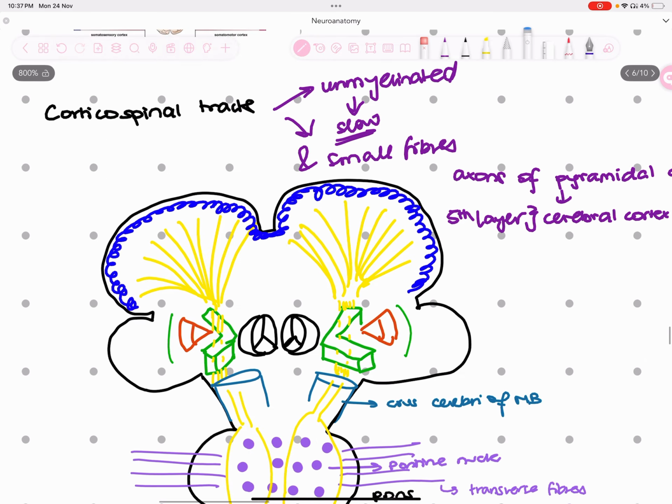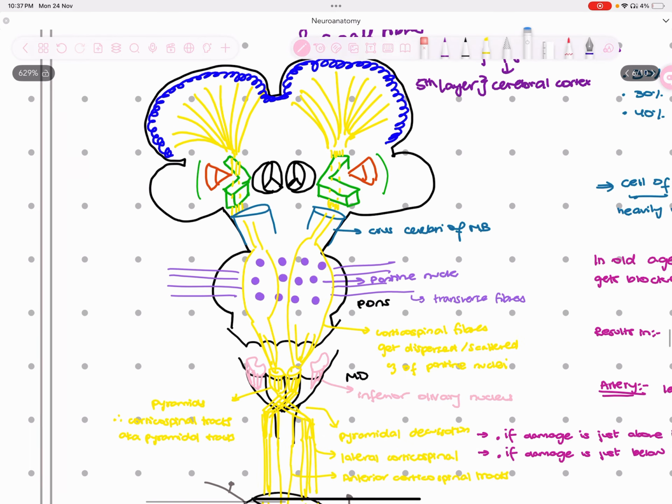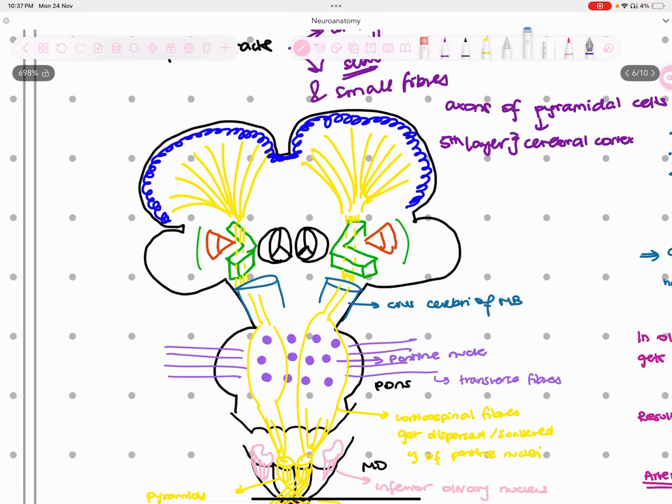Now, these descending fibers converge in the corona radiata, and then they pass through the posterior limb of the internal capsule. Here the fibers are organized so that those closest to the genu are concerned with the cervical portions of the body, while those situated most posteriorly are concerned with the lower extremity. The tract then continues through the middle three-fifths of the bases of pedunculi of the midbrain.